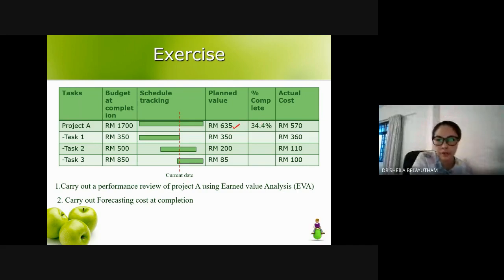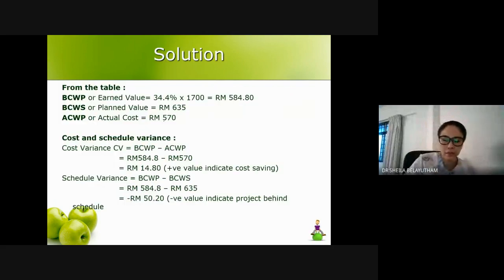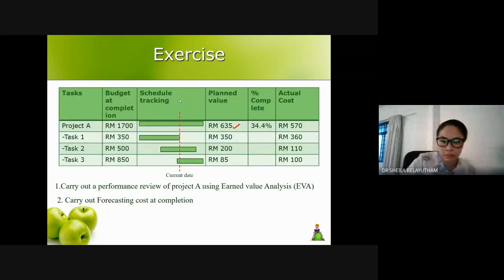You should be able to get the earned value of 34.4% times 635. And your actual cost that you have spent is actually 570. Okay, so from here, you should actually get 34.4% of the total. Okay, all right, I got it.